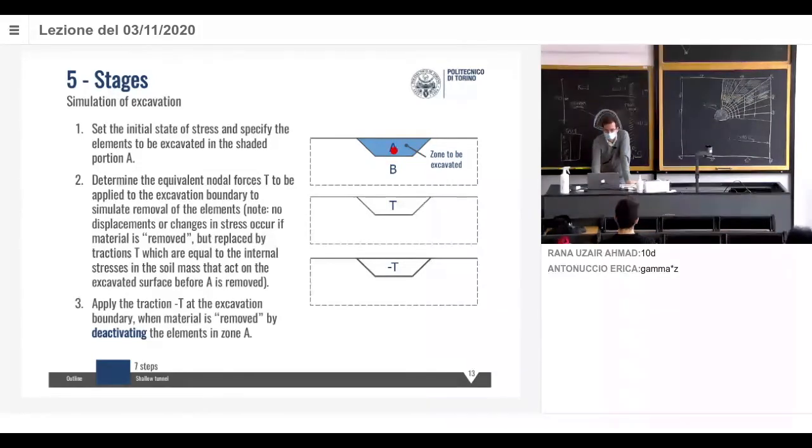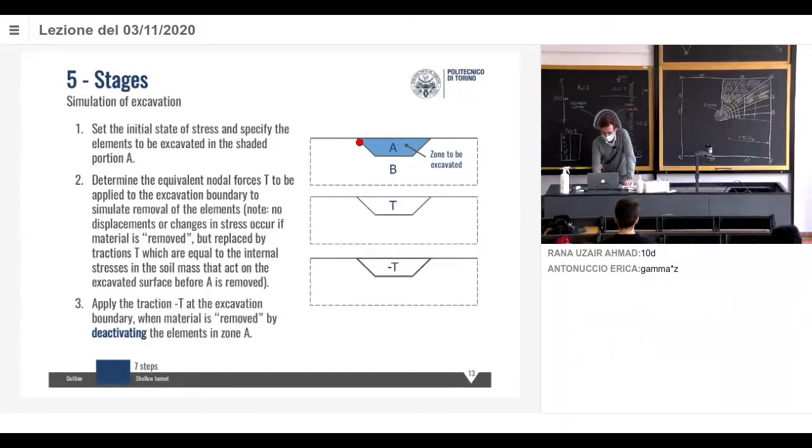Why do we have forces? Well, because the material in area A has its own weight, so it's pushing on that boundary, so it's applying some forces. We have to compute those forces. The excavated material is applying some forces to the elements here. You have to compute the forces we have here. And we can do it up here. And those forces, we call them T, just to make it general.